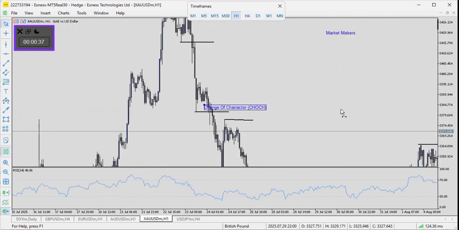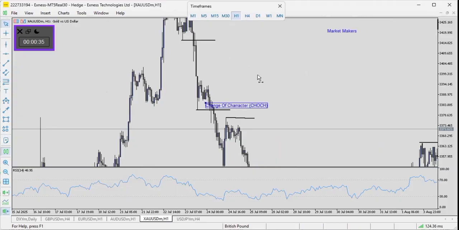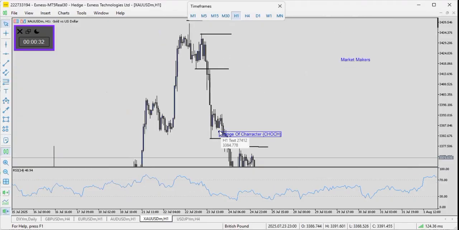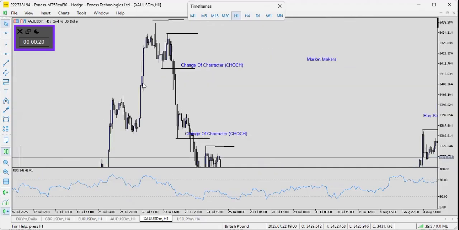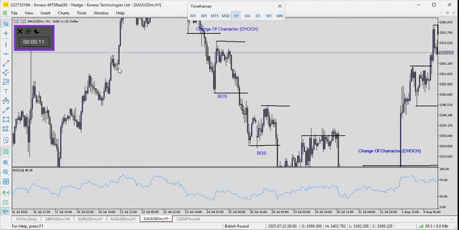Look at this upward move while it was going up. In fact, this is where it started here. Look at this low, it was not broken. There is a high, there is a low, and the low is not broken. There is a high, there is a low. It's not broken. Look at this high, look at this low. The low is not broken.